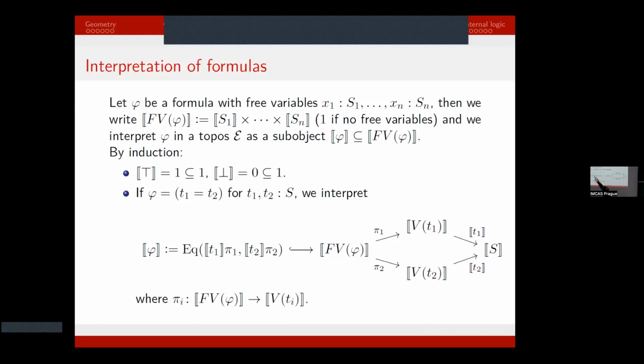Okay, the truth is interpreted as 1. So there are no variables, so it's the product of nothing, and it's 1. It's the total subspace. The bottom is the empty subspace, or the 0, the initial. If a formula is an equality, then what I do is I take the 2 terms, and now you see why it was important that they landed in the same place. The 2 terms, I put them under the same space of variables, and then I take the equalizer of these 2. And it makes sense that this is the formula phi.